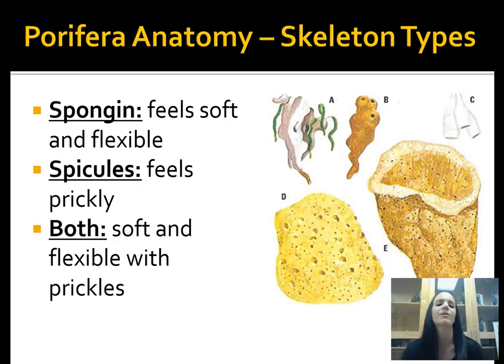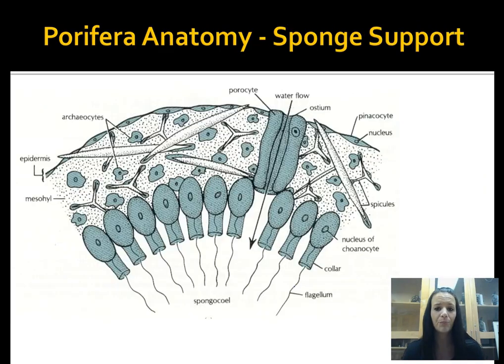So skeleton types. There's 3 major types. Sponges can be spongin, where they're soft and flexible, kind of like the bath sponges that you might be familiar with. There's spicules, which make them feel prickly, and then sponges can actually also have both. So they can be soft and flexible, but when you squeeze them, you feel the prickly part of the sponge.